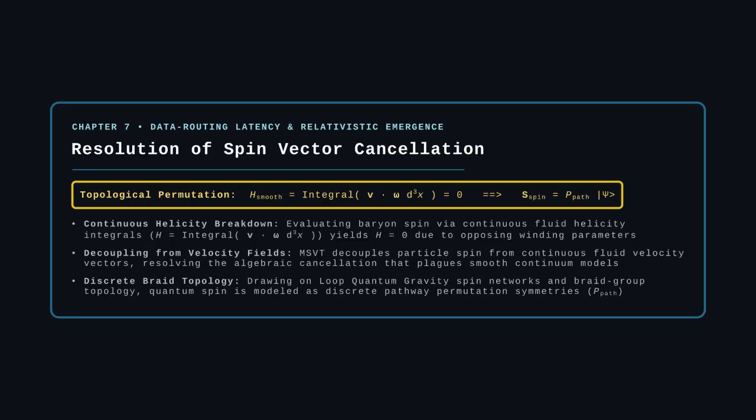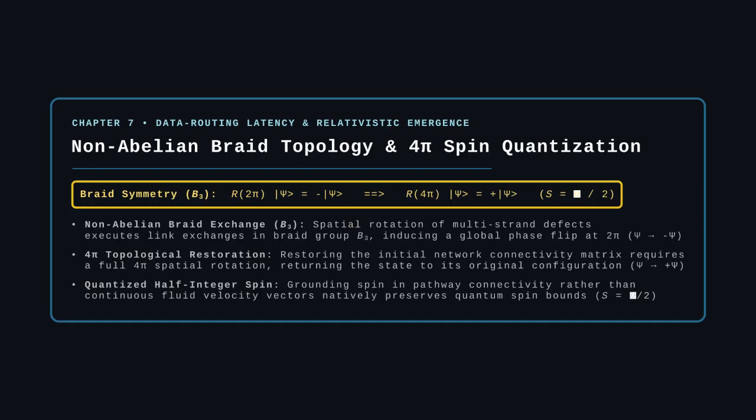Next, regarding the resolution of the spin vector cancellation in a smooth fluid, evaluating baryon spin via a continuous cross-helicity integral, helicity H equals the volume integral of velocity dot vorticity, d³x, causes an exact algebraic cancellation, yielding zero helicity due to opposing charge winding parameters. MSVT decouples particle spin from continuous fluid velocity vectors. Drawing on concepts from loop quantum gravity spin networks and braid group topology, quantum spin is modeled as the discrete topological permutation symmetry of lattice pathways, P̂_path, as they route through coordinate nodes.